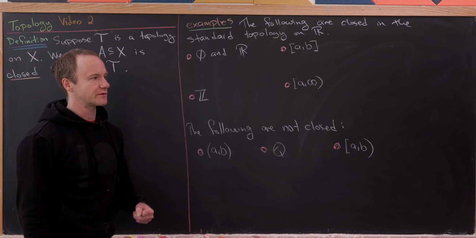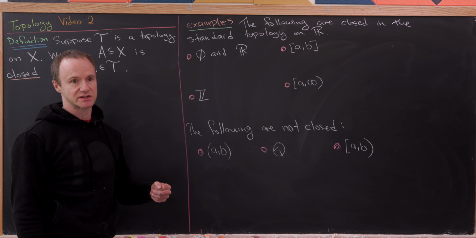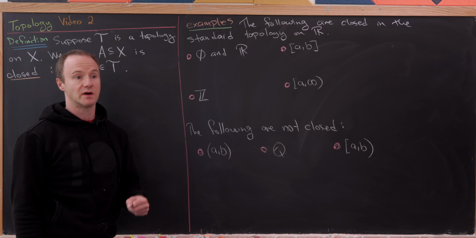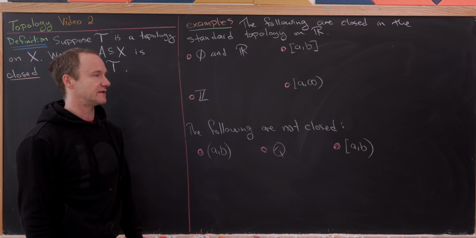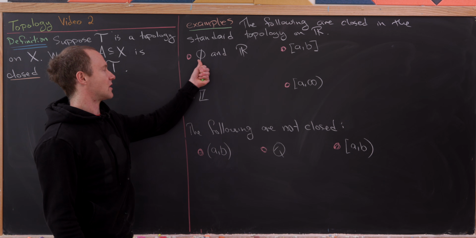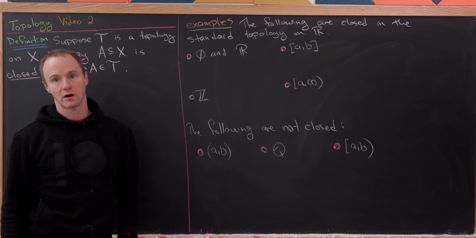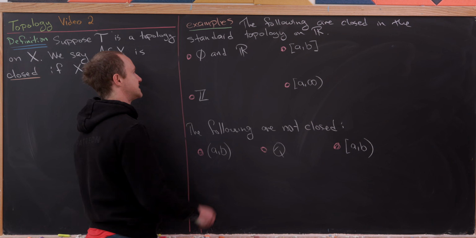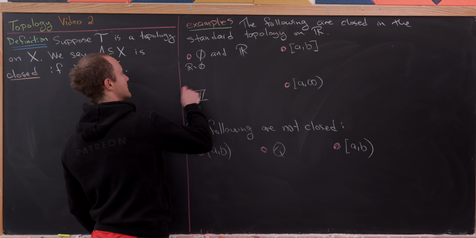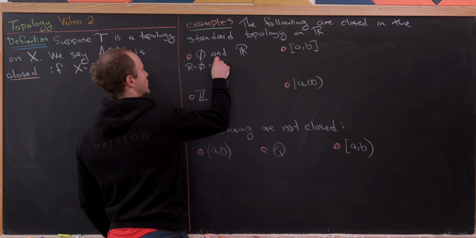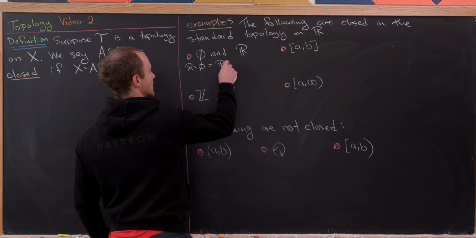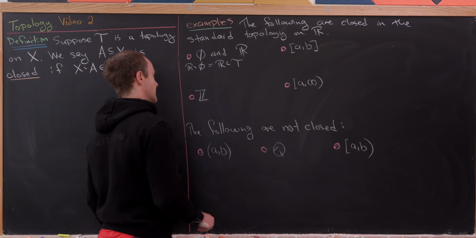So let's get some sort of good feel for what closed sets look like in the standard topology on R and what some not closed sets are in the standard topology on R. In the standard topology on R, the empty set and all of R are in fact closed sets. And that's because if you take R and you do set minus the empty set, you pretty clearly get R. You're just subtracting away nothing, and R itself is open.